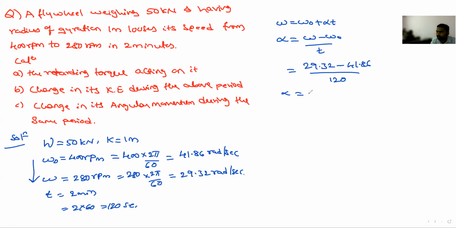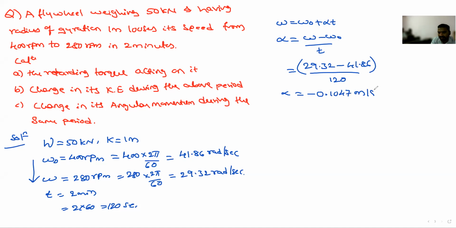Is it positive or negative? Where are you going wrong? See, omega 29.32 you typed minus 41.86 you typed. You have to put the bracket. If you are not putting the bracket, then it is wrong. This bracket divided by 120. Otherwise it would divide only 41.86. Answer 0.1047. Is it positive or negative? Yes, negative.